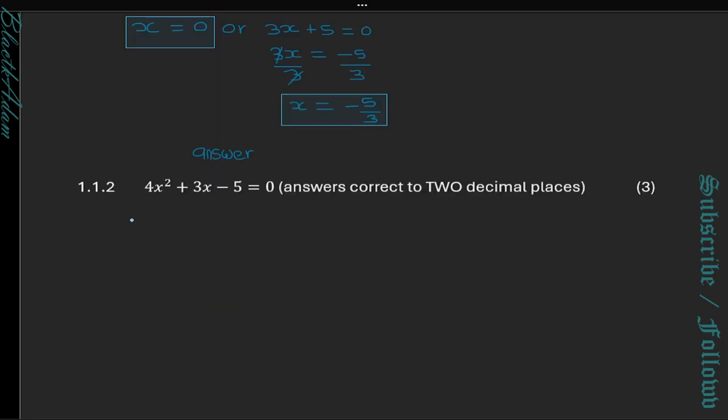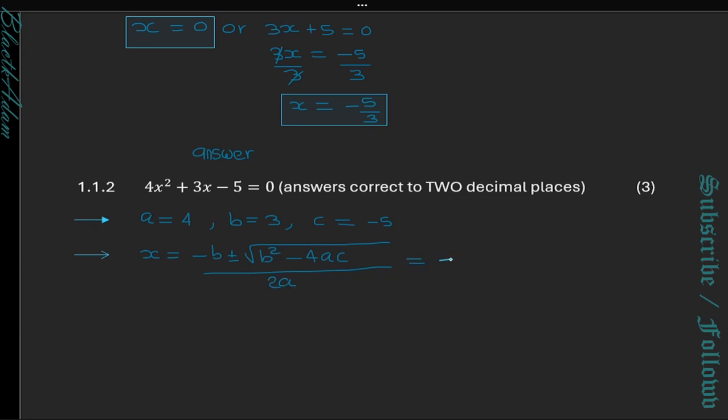So we go to the next question, which is 4x squared plus 3x minus 5 is equal to 0. So our a there is 4, our b is 3, and our c is negative 5. Round off to 2 decimal places, and then we need to use the quadratic formula: x is equal to negative b plus or minus the root of b squared minus 4ac, all over 2a.